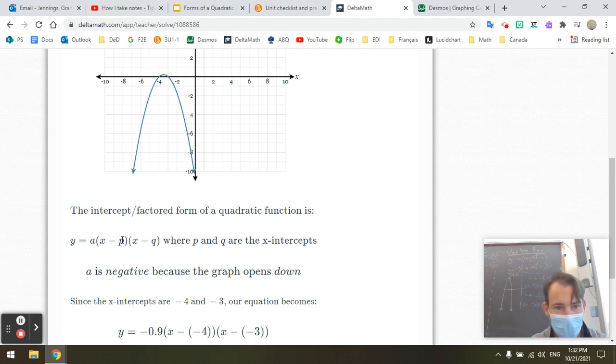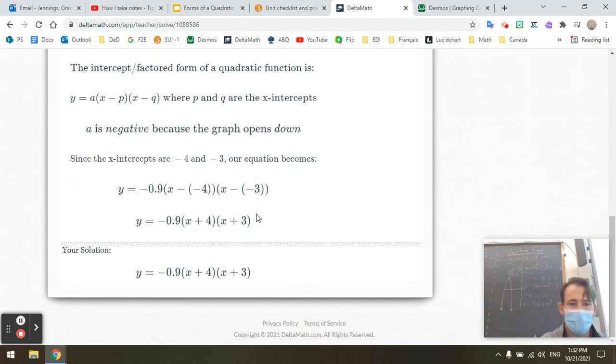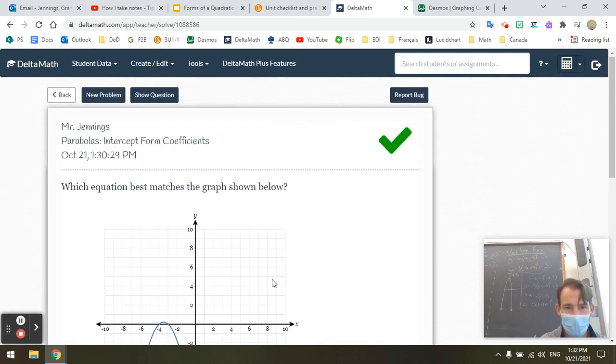So you want to just look at it and make a connection between what we did and what we just talked about. a is negative because the graph opens downwards. So that's what I talked about. Since the x-intercepts are -4 and -3, look at what they show you here. Oh my goodness, that's so useful. x minus -4 is x plus 4. x minus -3 is x plus 3. So it's great. All right, so that's how you're going to do those.